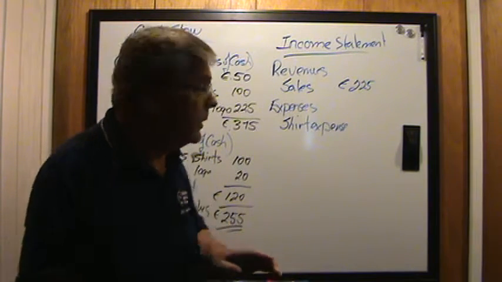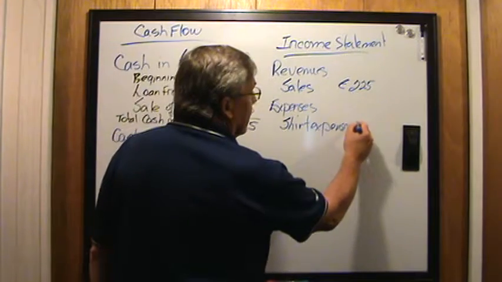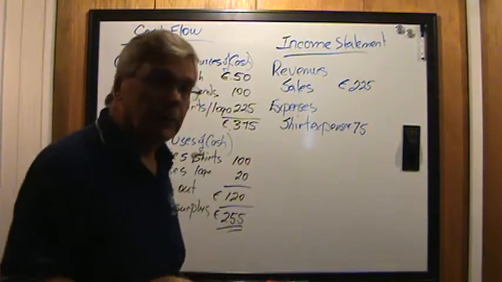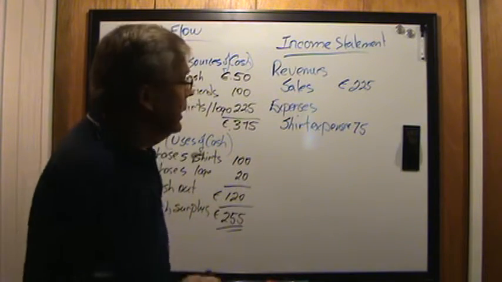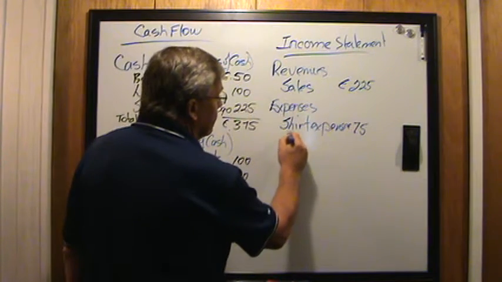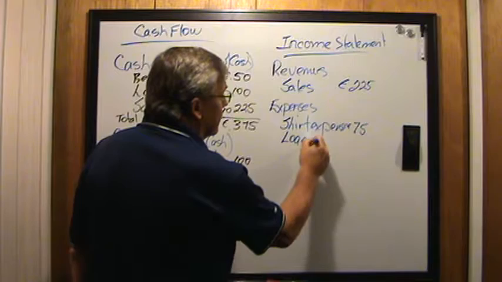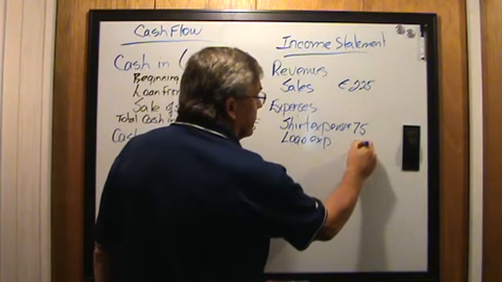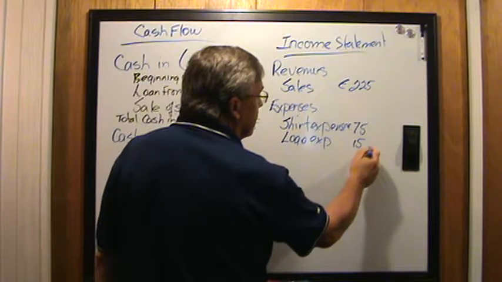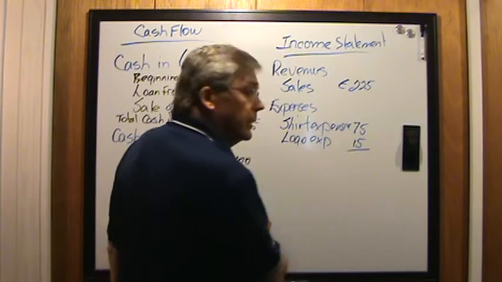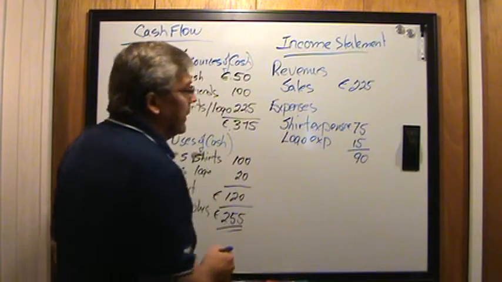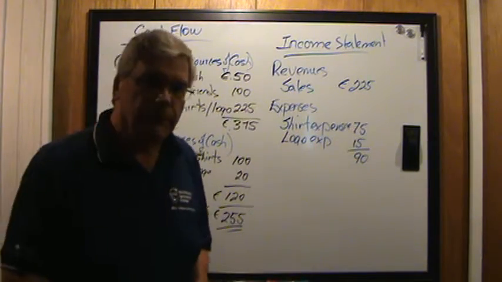Okay, so we had 75 euros for the 15 shirts that we sold, and in addition to that was the logo expense for 15 shirts also. Okay, so this subtotal of the expenses then is 90 euros. That's all of the expenses so far.